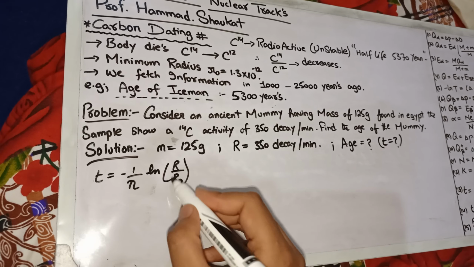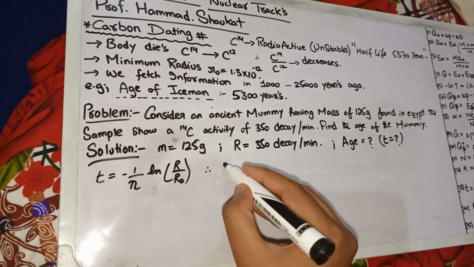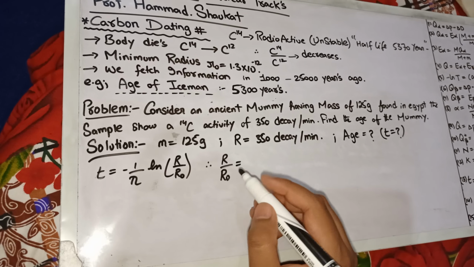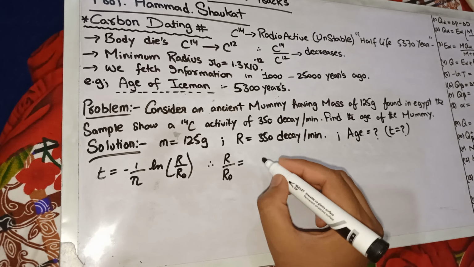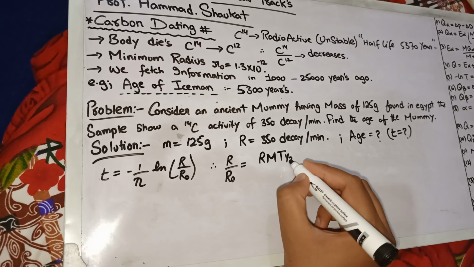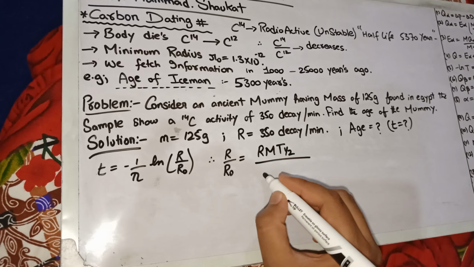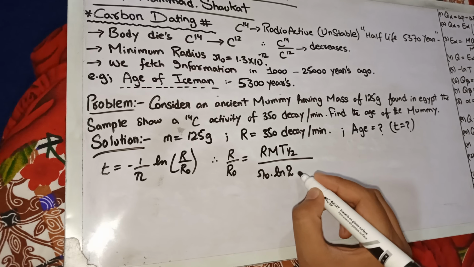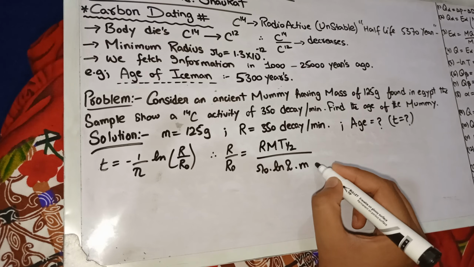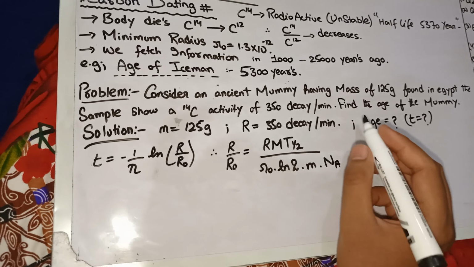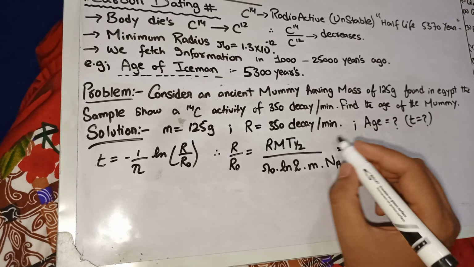To find this ratio, we know that the final relation of R over R naught is equal to capital R times t 1 by 2, which is the half-life, divided by R naught, multiplied by ln of 2, multiplied by small m, multiplied by N A, which is Avogadro's number. Just putting the values, we will get the ratio.